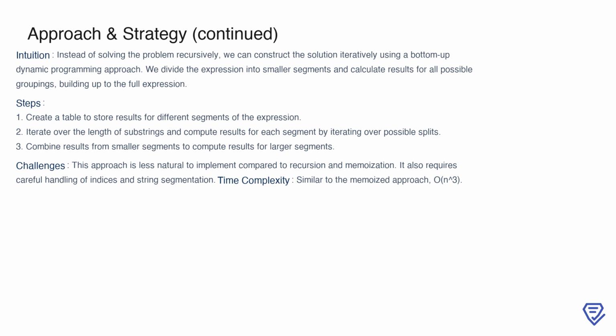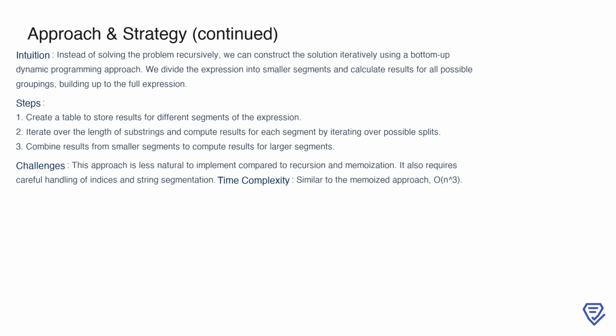Another way to solve this problem is through a dynamic programming approach that works bottom-up. Instead of relying on recursion, we iteratively compute results for smaller segments of the expression and build up to the full solution. To implement this, we use a table to store results for different segments of the string. Starting with shorter substrings, we calculate all possible results by iterating over potential splits within each segment. These smaller results are then combined to compute values for longer segments.